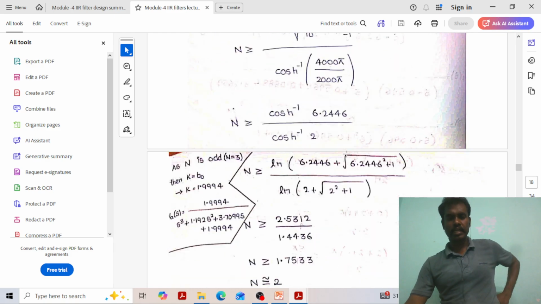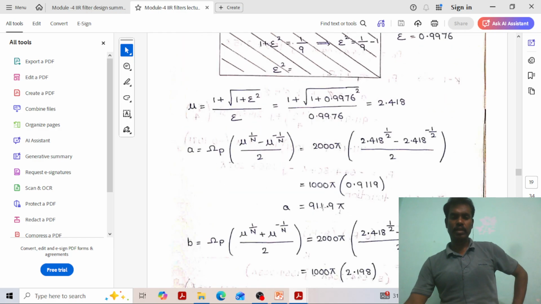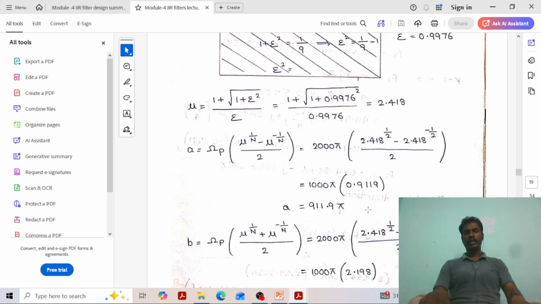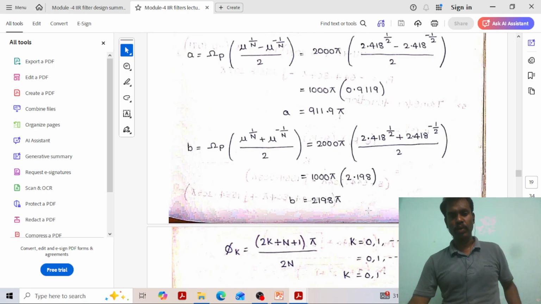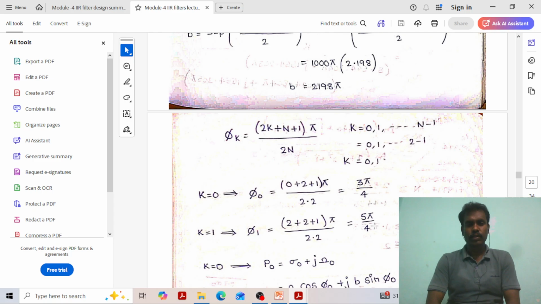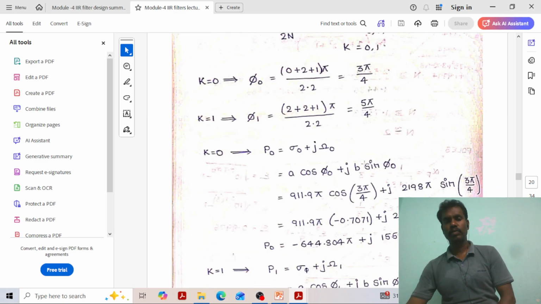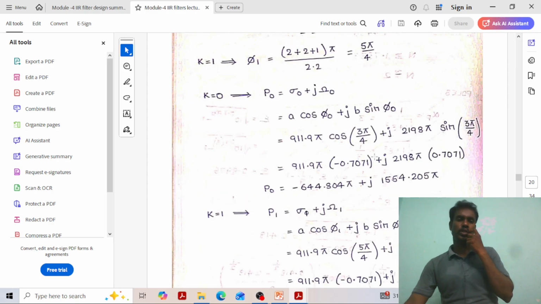So here we calculated n. Now omega p we know, and mu we want to calculate. Mu we will calculate like this, and we'll substitute the value, and in a we'll get some 911.95 pi, and similarly we'll get the b value, some 2198 pi. So after finding this a and b, we want to substitute in a cos phi k plus j b sin phi k. So phi k also we know. This is the formula for phi k. Just we will substitute k equal to 0 to n minus 1 for phi k. So these poles can be calculated now.